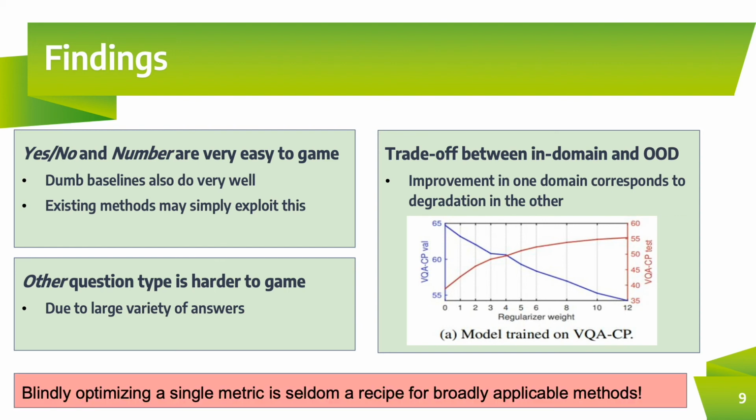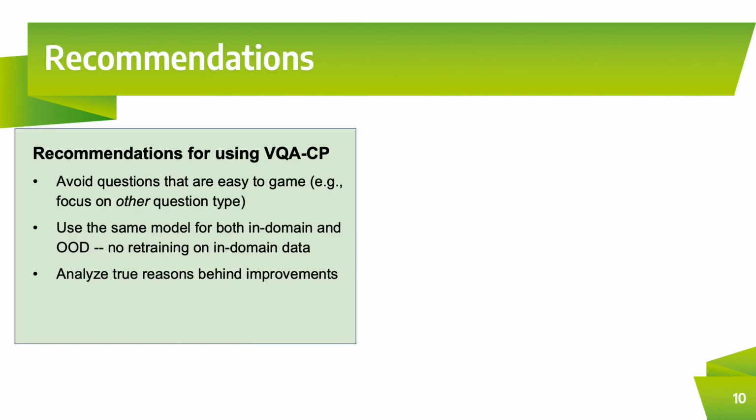In light of our findings, we have issued several common sense recommendations for methods evaluating on the dataset. First, we recommend focusing on question types that are harder to game. Avoiding yes, no, and number questions is a good start. The second recommendation is that methods should use the same model parameters to measure out-of-distribution and in-domain performance. The practice of reporting in-domain numbers after retraining should be abolished.